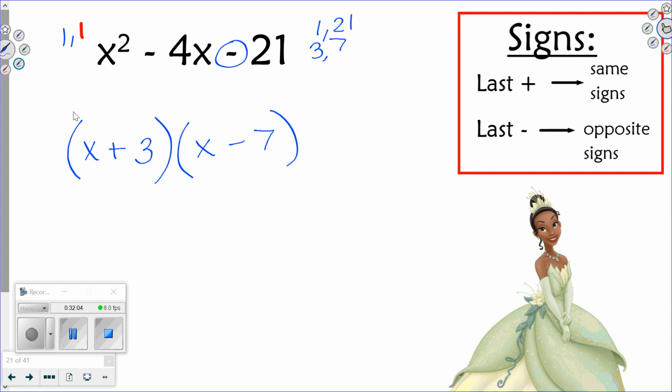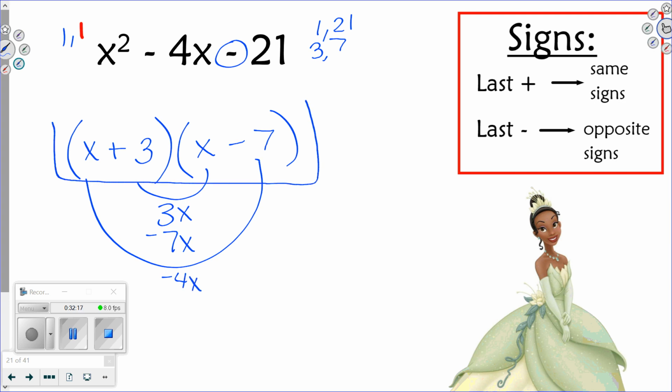Some of you are learning some tricks there. All right, so if I check, I get a positive 3x, a minus 7x, 3 minus 7, negative 4x, which is exactly what I wanted. Well, that problem was like a breath of fresh air after the last one. All right, you guys want to do the next one on your own?